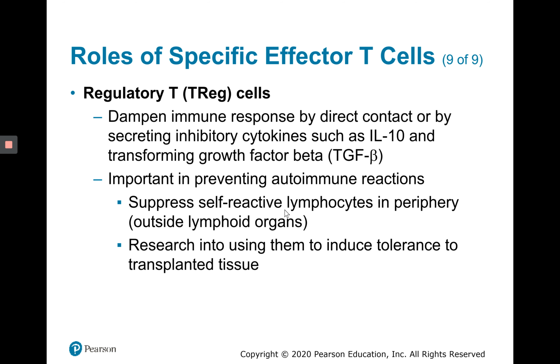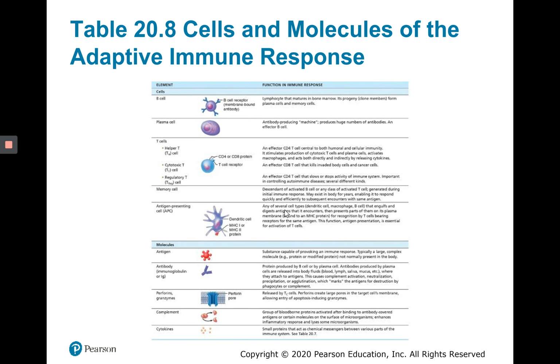And then here, table 20.8 is just looking at the cells and molecules of the adaptive immune response. Another good summary table looking not only at the effector cells of the humoral and cell-mediated immune response, but looking at the molecules that help therein.